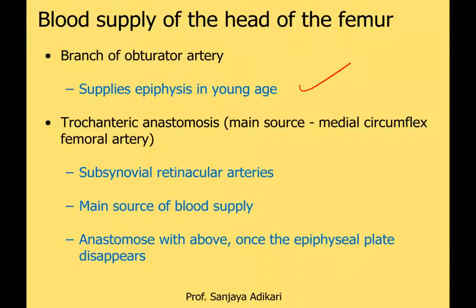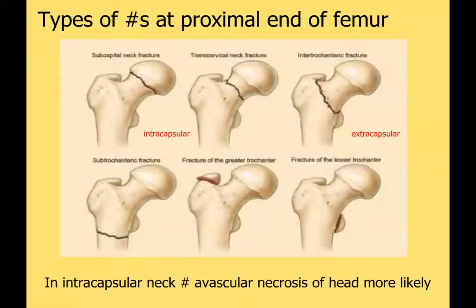So this I mentioned: obturator artery, trochanteric anastomosis. This is the main source of blood supply to the head of the femur, and the medial circumflex artery is more important than the other arteries. If you get a fracture here, a subcapital or transcervical fracture, these are more likely to give rise to avascular necrosis than other fractures. Even this one will not affect the posterior fibers very much.